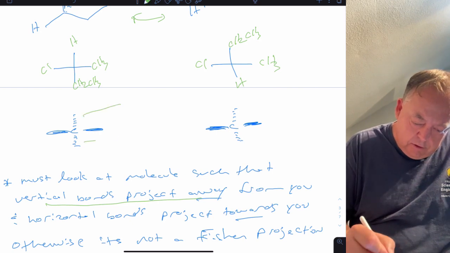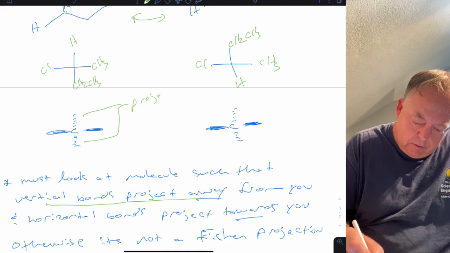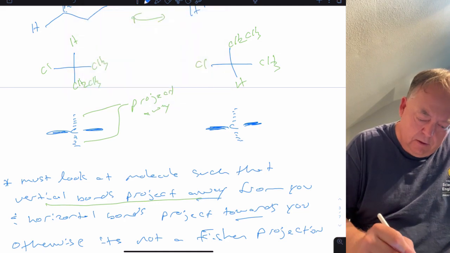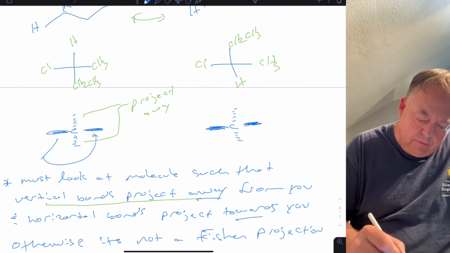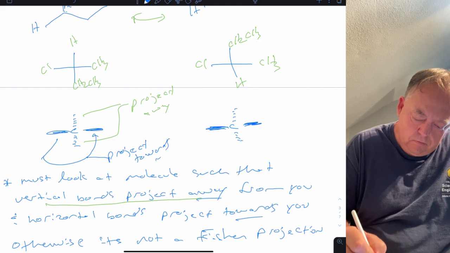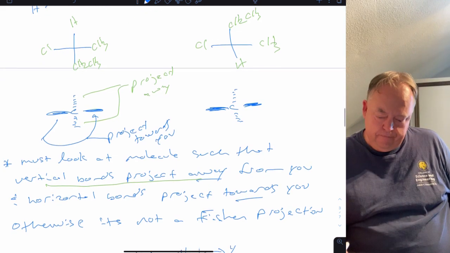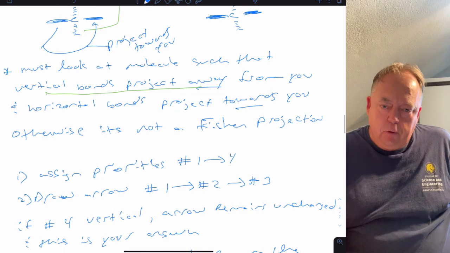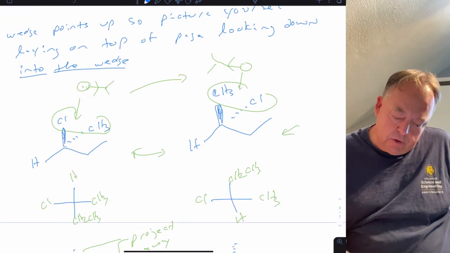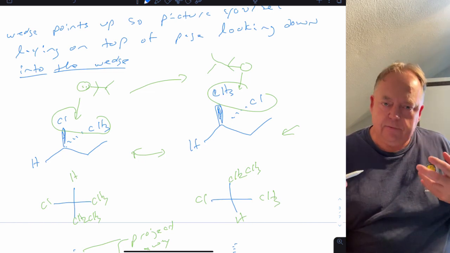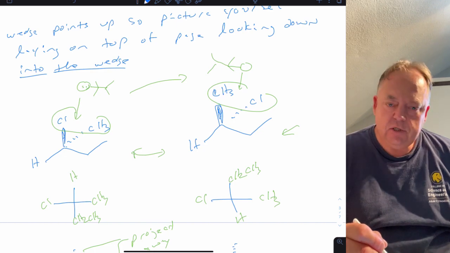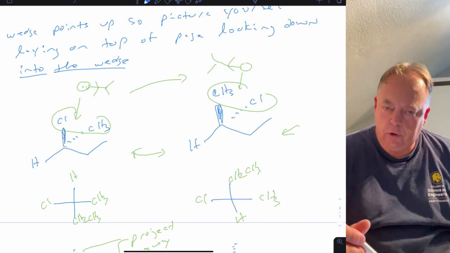Okay, so the vertical has to project away from you, and the horizontal has to project towards you. Otherwise it's not a proper Fischer projection and you're going to get the answer wrong. So you always have to visualize the molecule looking into the wedge, and the wedge is always my horizontal. When I say wedge, I mean the solid and the dashed wedge. So that's always my horizontal, and the lines are always my vertical.